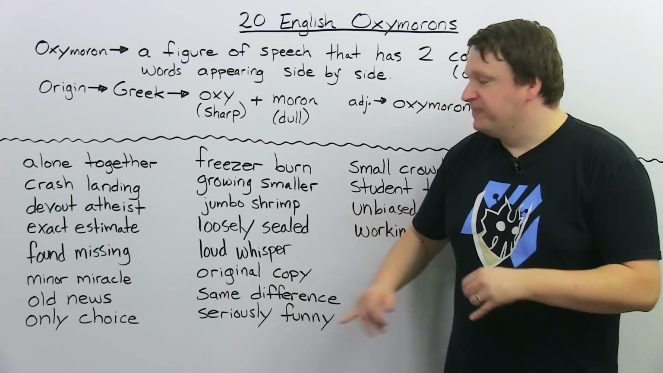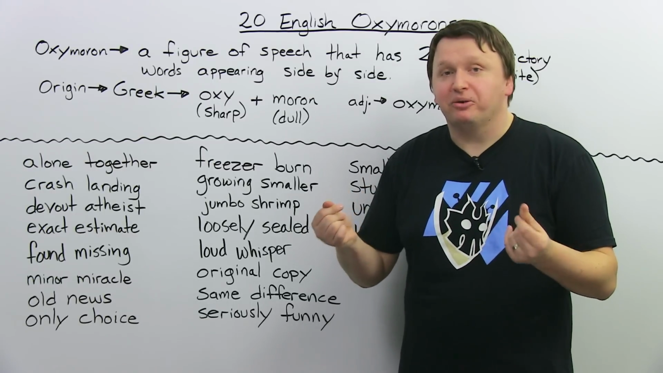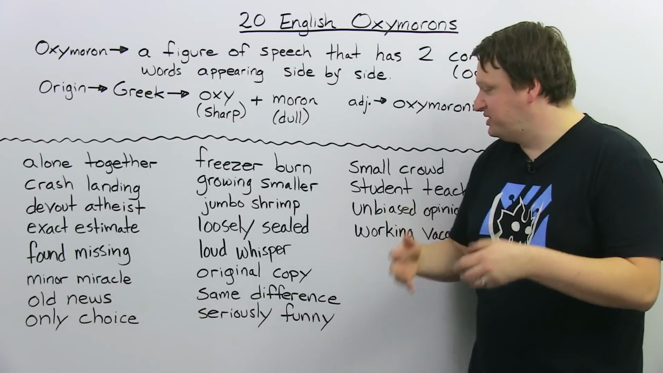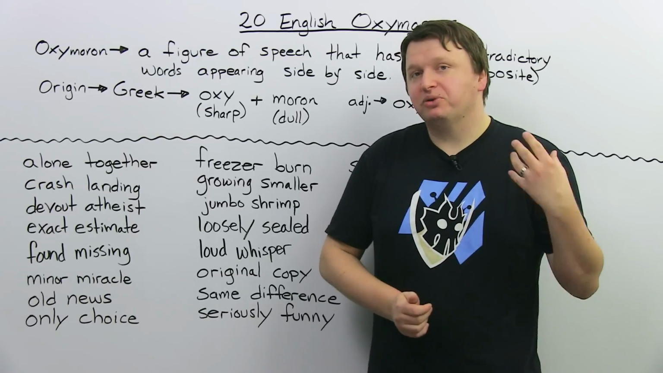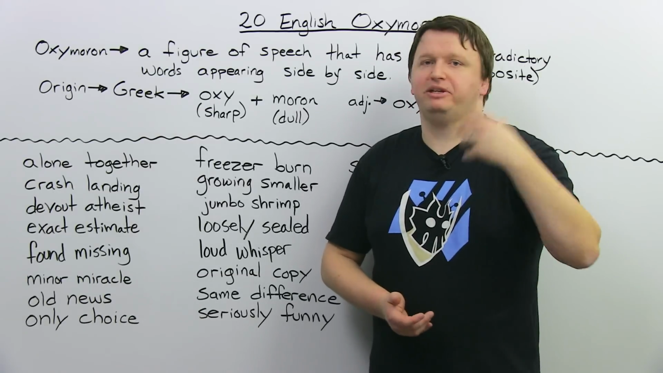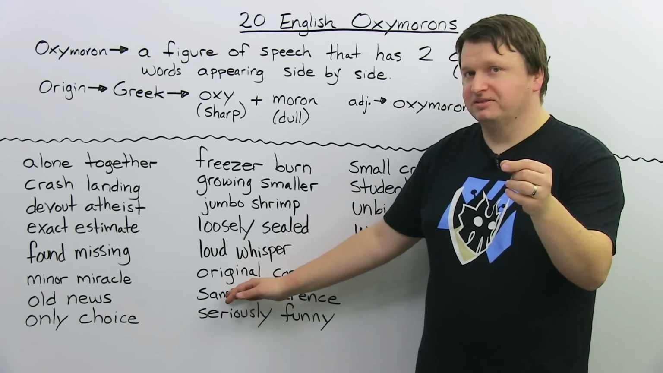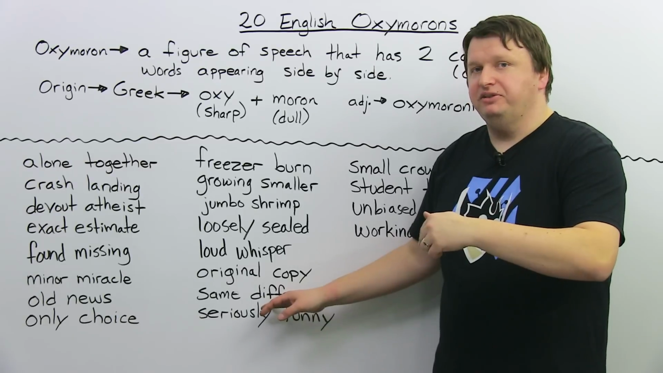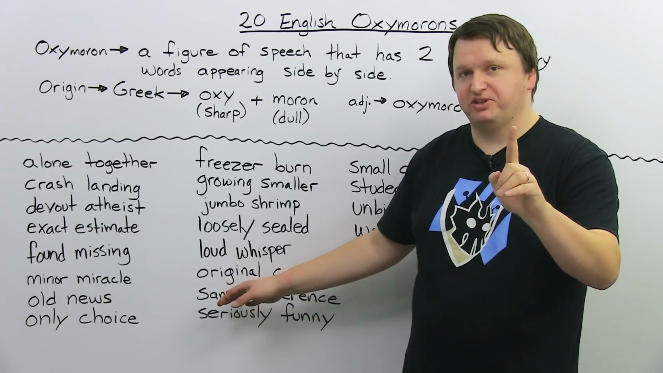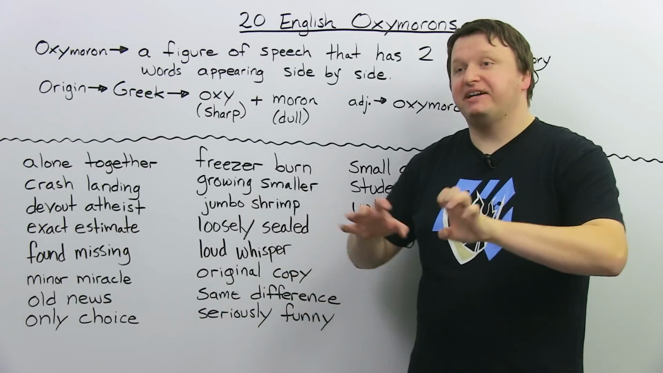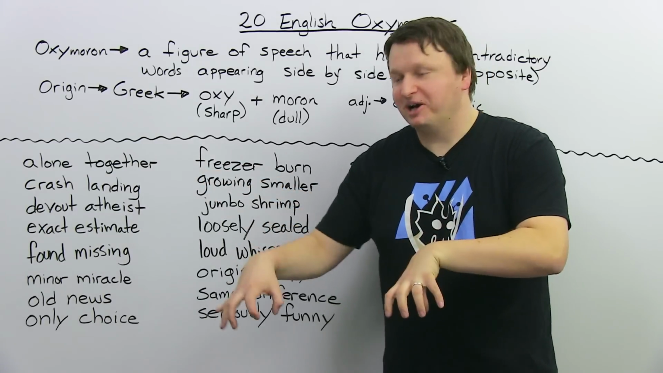A loud whisper. A whisper is soft, quiet. It can't be loud, okay? It's a contradiction in terms. An original copy. I have an original copy of William Shakespeare's Hamlet or something. So, no, you have an original or you have a copy. You can't have a copy of the original because there's only one original. If you have something that came after the original, you have a copy. You don't have an original copy.